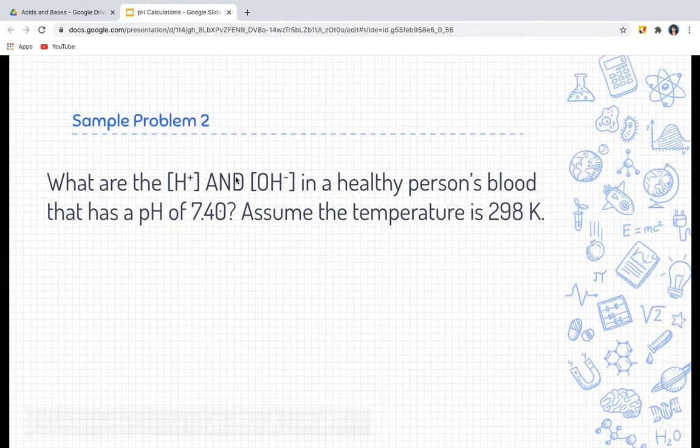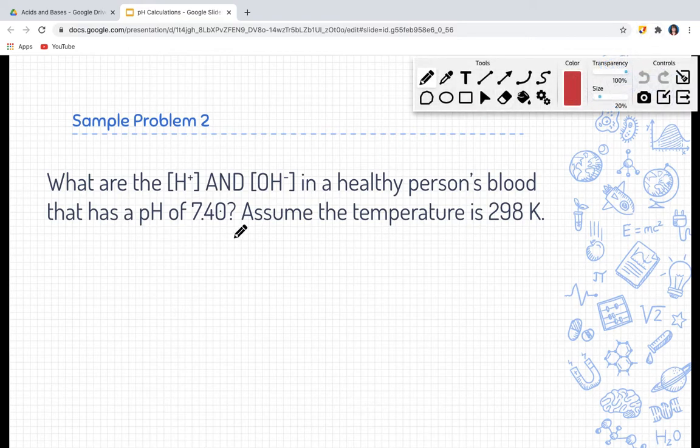Sample problem 2. We need to figure out what the concentration of hydrogen ions and hydroxide ions are in a healthy person's blood that has a pH of 7.4. We're going to assume that the temperature is 298 Kelvin. Okay? So the easiest thing to do is to go from pH to the concentration of H+. If you look on that chart, you can see that the concentration of hydrogen ions or hydronium ions, we can use that interchangeably, should be equal to 10 to the negative of our pH.